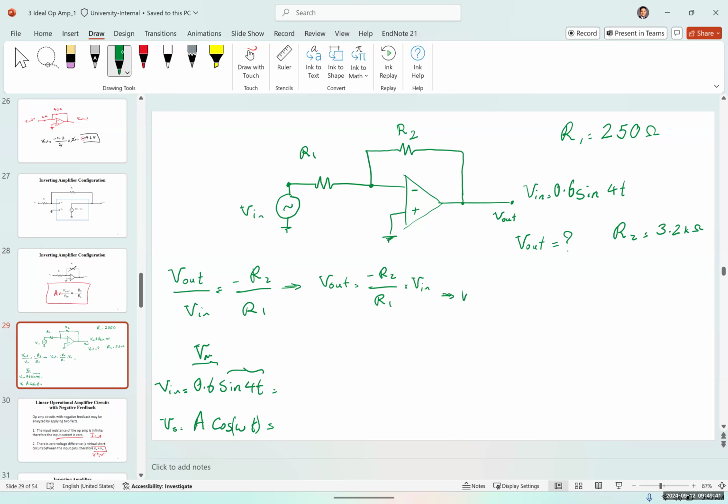So therefore, V out would be equal to negative 3.2 kilo ohm, which is 3,200 ohms, over 250 times 0.6 sine of 4t. So 3,200 over 250 gives us negative 12.8, and 12.8 times 0.6 gives us negative 7.68 sine of 4t.